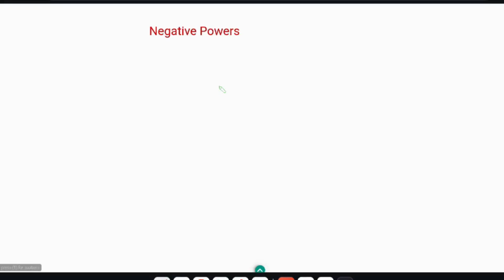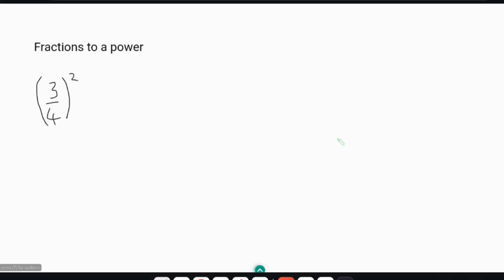In this recording, we will be looking at how to deal with negative powers. But before we do that, let's just look at fractions to a power. So 3/4 squared, how would you actually do that? Well, you'd just square the numerator and you'd square the denominator.